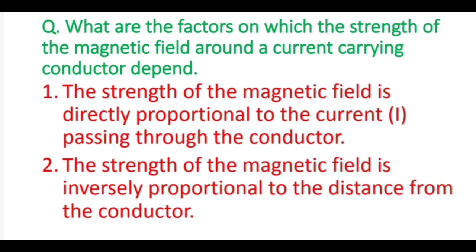What are the factors on which the strength of the magnetic field around a current carrying conductor depends? The strength of the magnetic field is directly proportional to the current passing through the conductor, and inversely proportional to the distance from the conductor. That means if you increase the current, the magnetic field strength will also increase, but if you increase the distance from the conductor, then the magnetic field strength will decrease.